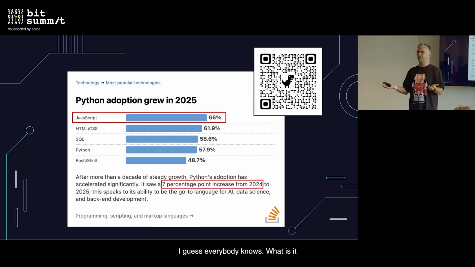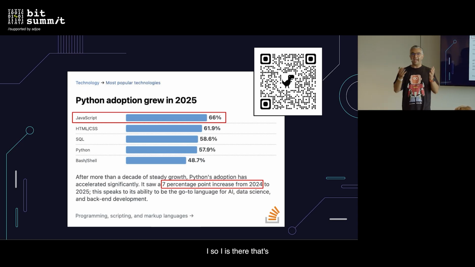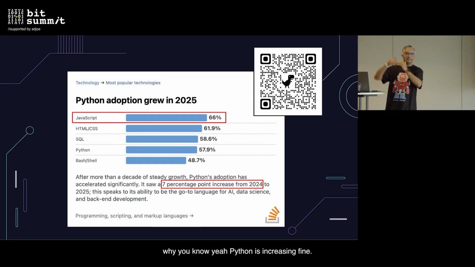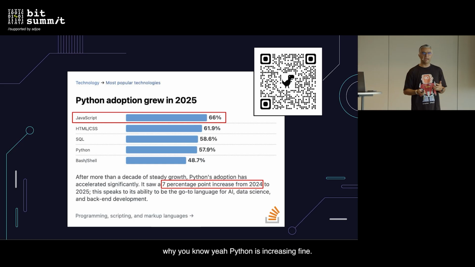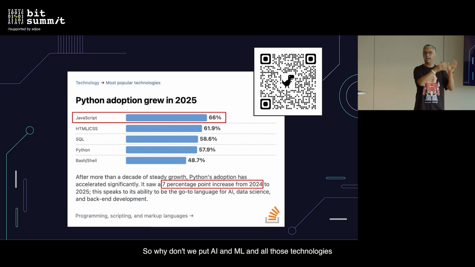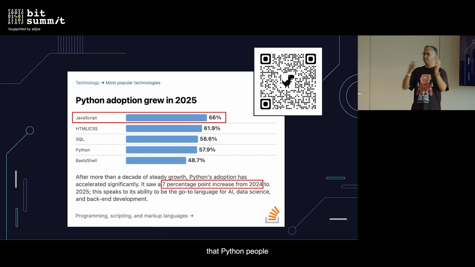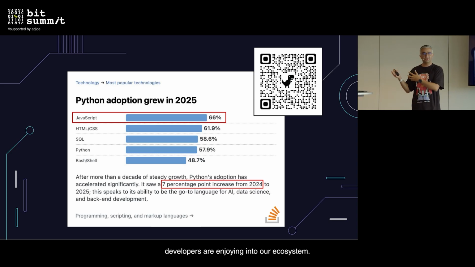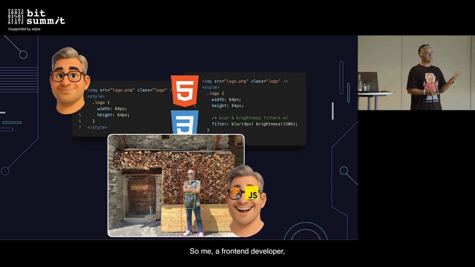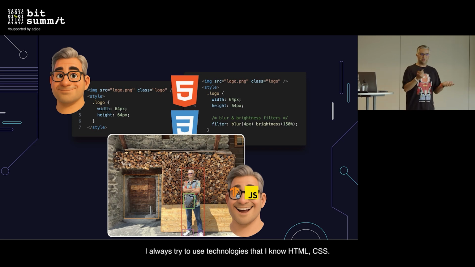I guess everybody knows. What is it? AI. So AI is there. That's why Python is increasing. Fine, but JavaScript was always on top. So why don't we put AI and ML and all those technologies that Python developers are enjoying into our ecosystem? Me, a front-end developer, I always try to use technologies that I know, HTML, CSS.